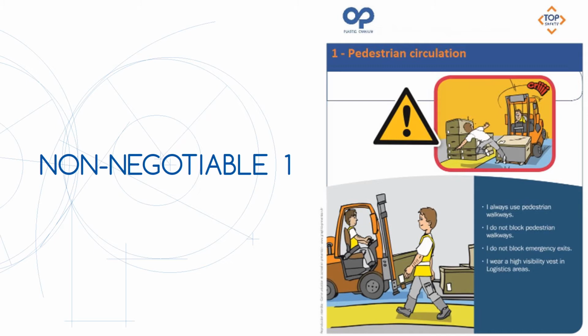crosswalks are yellow hash marks. Walkways are denoted by a yellow line. Sidewalks are dark gray in color. Forklift paths are dark green in color, and these are only to be used by forklifts.